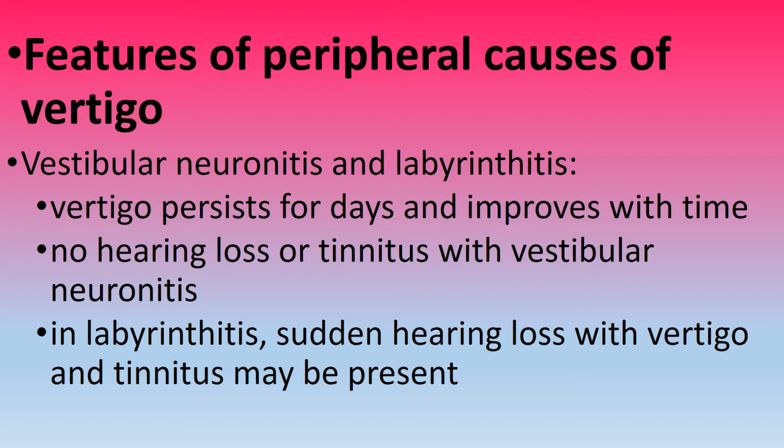So remember, features of peripheral causes of vertigo: vestibular neuronitis and labyrinthitis. What happens? Vertigo persists for days and improves with time. No hearing loss or tinnitus with vestibular neuronitis. In labyrinthitis, sudden hearing loss with vertigo and tinnitus may be present.